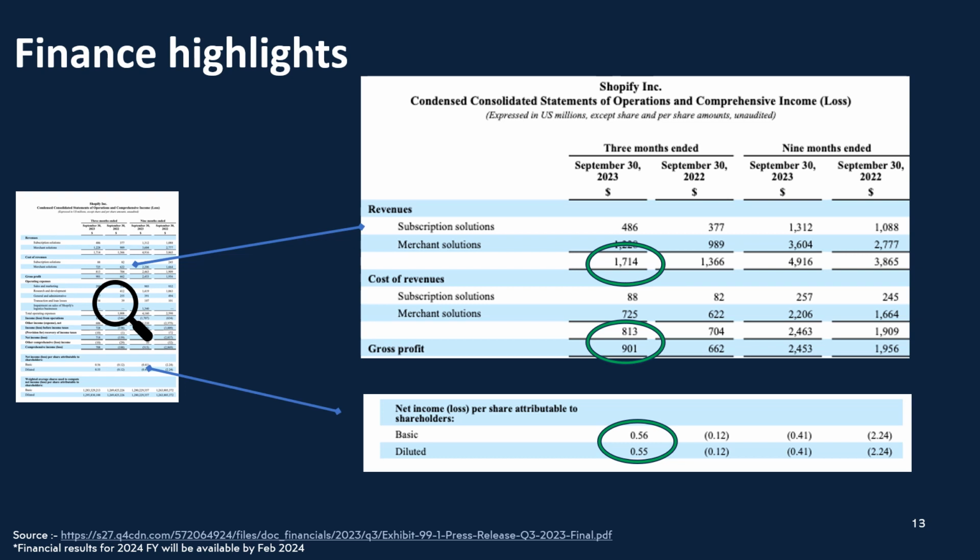If we focus on the gross profit, this as well grew by 36%, which was 662 in 2022 versus 901 in 2023. Now, the gross margin for the quarter also improved, from 48.5 in the third quarter of last year to 52.6. In terms of net income, definitely there is movement on the positive side, because in 2022 Shopify was at minus 1.012, versus a positive figure of around 0.56 as of date.